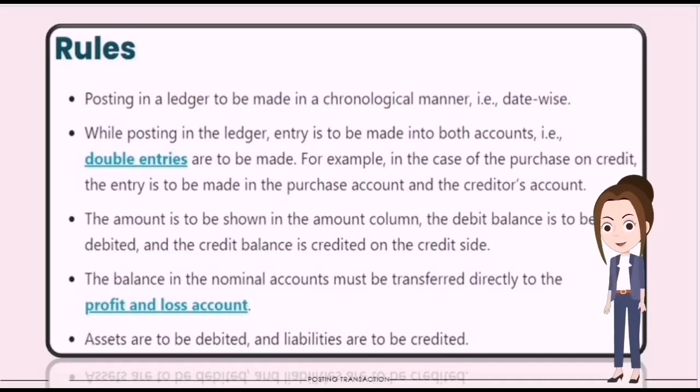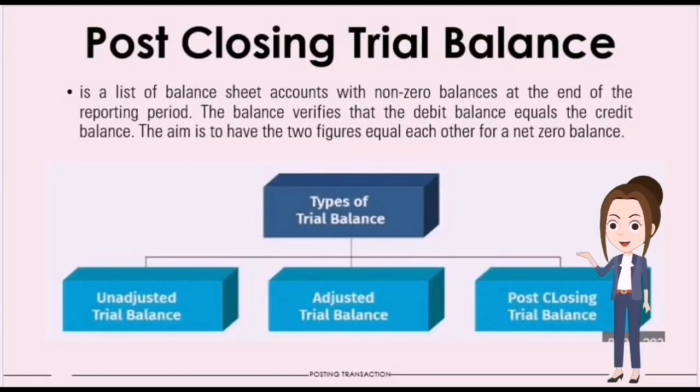The balance in the nominal accounts must be transferred directly to the profit and loss account. Assets are to be debited, and liabilities are to be credited. Post-closing trial balance is a list of balance sheet accounts with non-zero balances at the end of the reporting period. The balance verifies that the debit balance equals the credit balance. The aim is to have the two figures equal each other for a net zero balance.